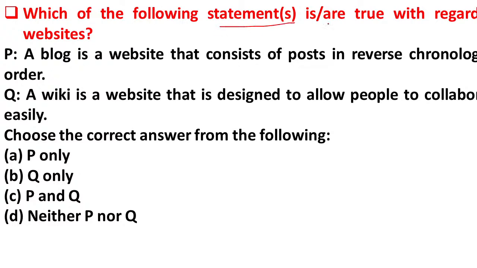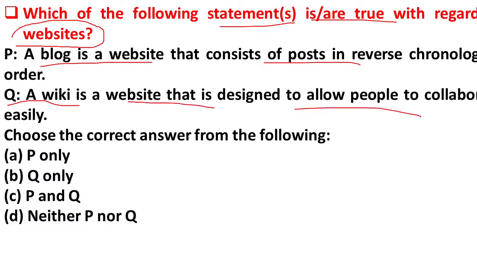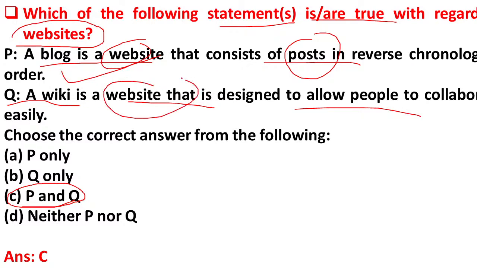Which of the following statements is or are true with regard to websites? P is, a blog is a website that consists of posts in reverse chronological order. Q is, a wiki is a website that is designed to allow people to collaborate easily. Choose the correct answer. Option A, P only, option B, Q only, option C, P and Q, option D, neither P nor Q. So here option C, P and Q both are correct. A blog is a website consisting of posts in reverse chronological order, and a wiki is designed to allow people to collaborate easily.